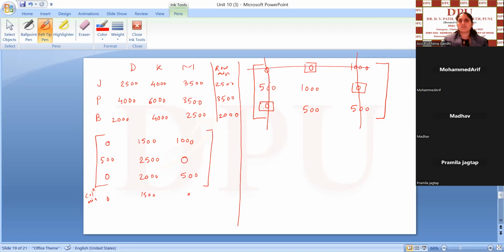So now check number of allocations. So three allocations are matching with the 3 rows and 3 columns, right? So either 3 rows, you match it with the 3 rows or 3 columns. So 3 allocations. So you can go for the calculation of the cost. So how to do the calculation for the cost? So optimum cost you have to find, right?